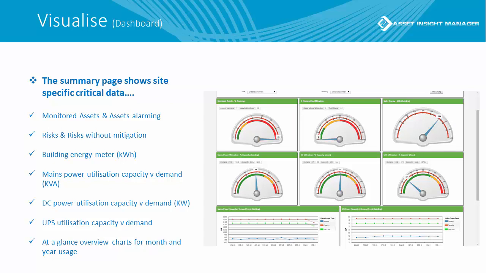On the Visualize dashboard, you get a quick visualization of what's going on. Monitored assets, for example. Not all assets need to be monitored, as such, you don't need everything in front of you. It just overcomplicates things. But here we can see our critical monitored assets and the asset alarms. Risks and risks without mitigation.